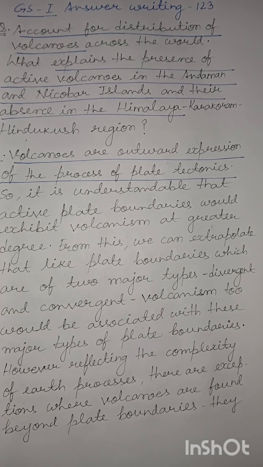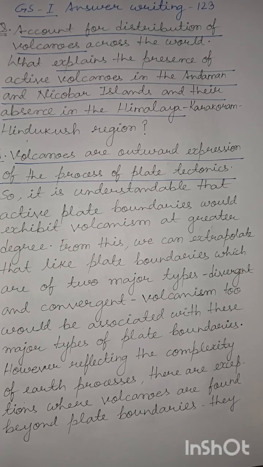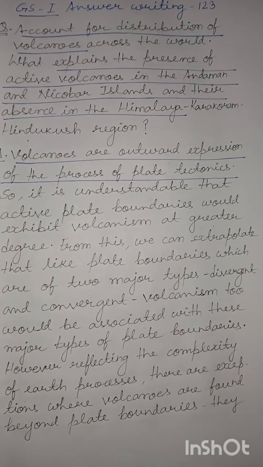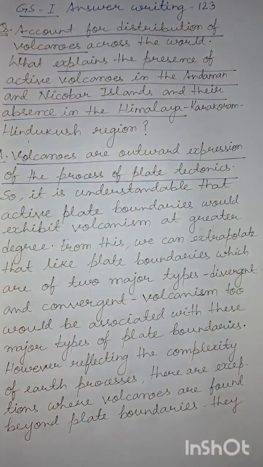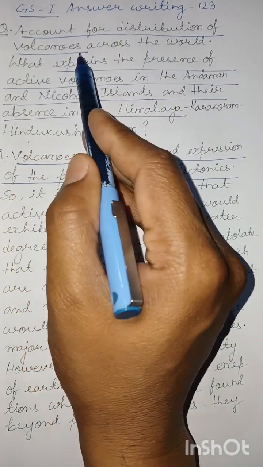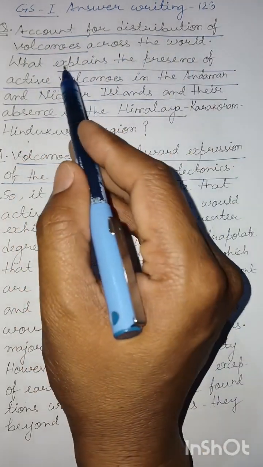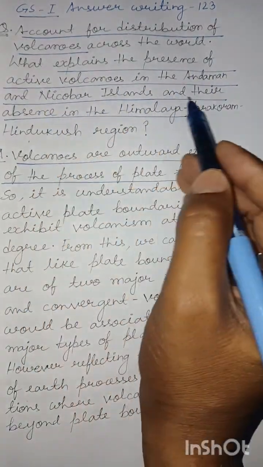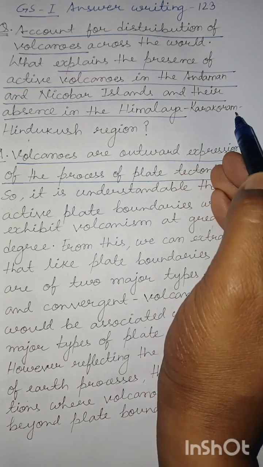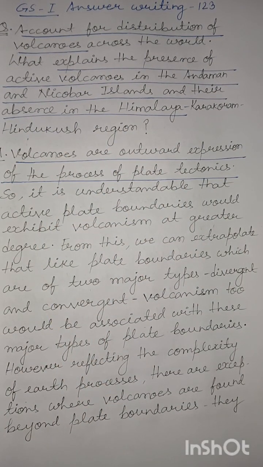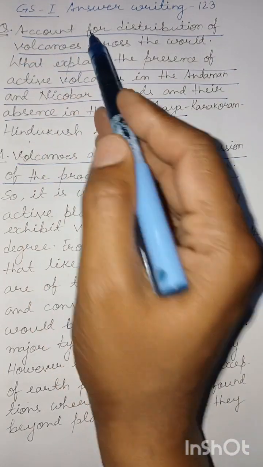This is Rocket Ship IS Lab, continuing with our series on answer writing for general studies papers of the civil service main examination. We take up a question that you might come across in GS paper 1. Please read the question carefully. Account for distribution of volcanoes across the world. What explains the presence of active volcanoes in the Andaman and Nicobar Islands and their absence in the Himalayan Karakoram Hindu Kush region? So actually you have to focus on this operative word, that is, account for.